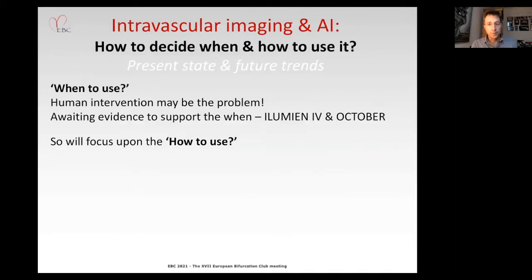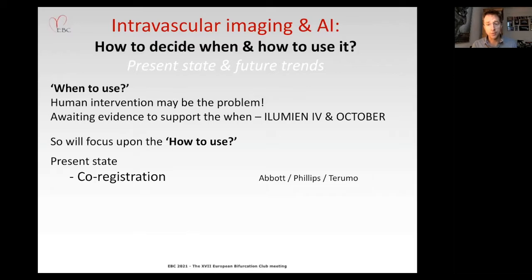And I thought, firstly, I needed to challenge the question that's been set to me, because to decide when and how, I think, opens up a potential problem here, because the when offers up this interaction with human intervention, and that could pose a problem. Now, clearly, we're awaiting the outcomes of trials such as Illumien 4 in October, which may well guide us very much more on the when, but I think for the moment it's important for the purpose of this presentation to focus on the how we may use intravascular imaging and AI.